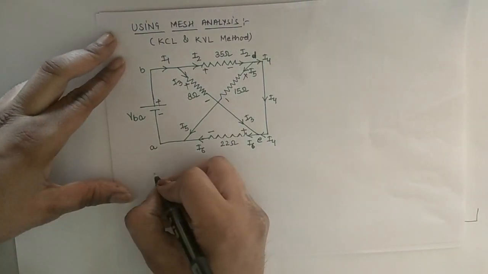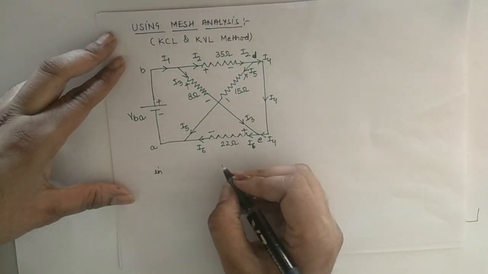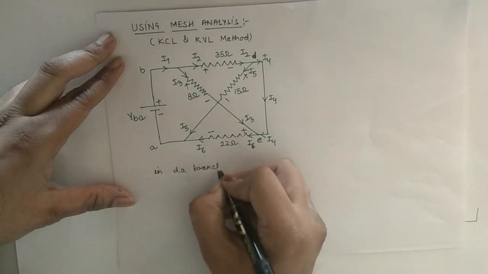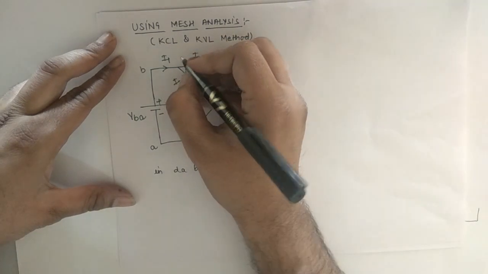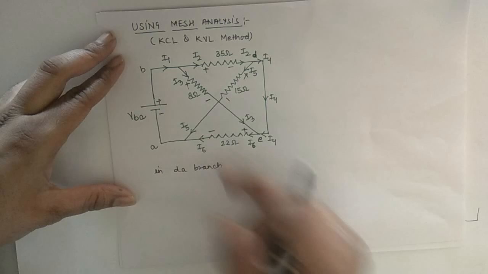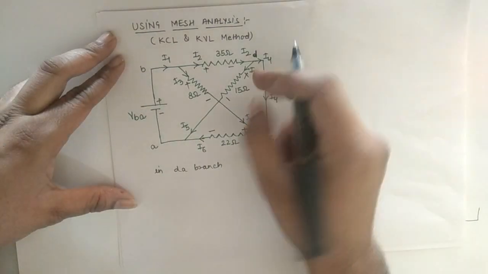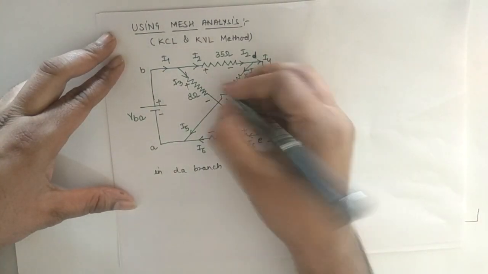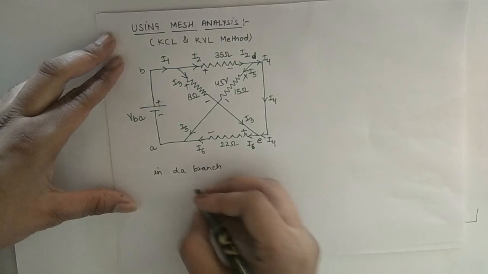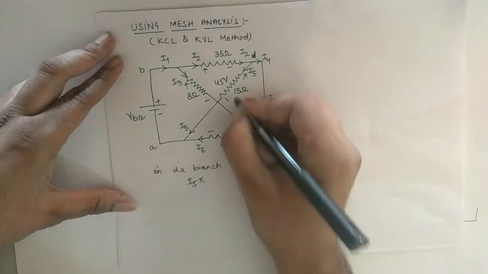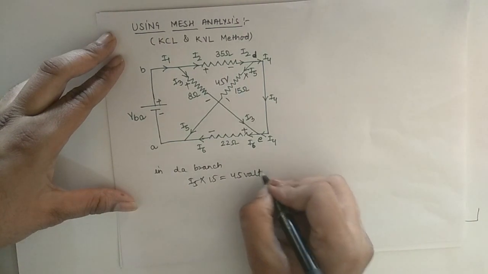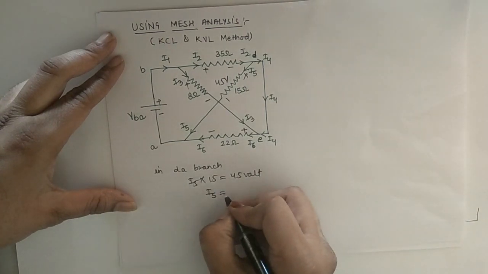Now in DA branch, let us say BA, and this is our D and this is our E. So in DA branch we have this drop of 45 volt as given. So it is I into R, I5 into R15 is equal to 45 volt given. So I5 is equal to 3 ampere.